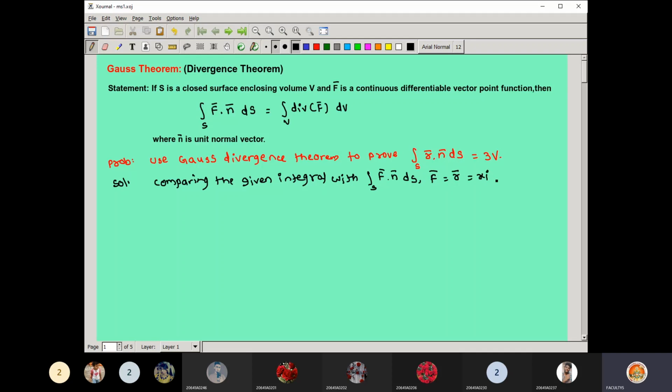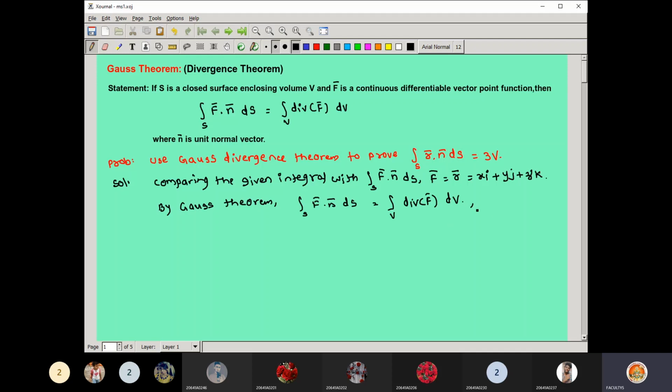The meaning is xi plus yj plus zk. This is the standard formula for r bar, which is called the positional vector. So I am applying Gauss theorem directly. By Gauss theorem, you write the statement first: integral over S f bar dot n bar ds is exactly integral over V divergence of f bar dv. So this we have to calculate.